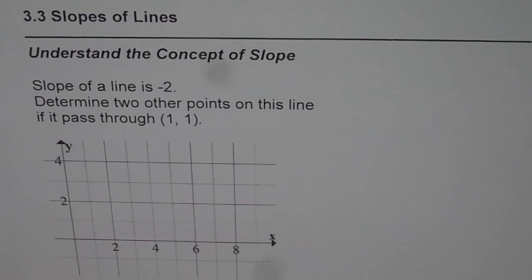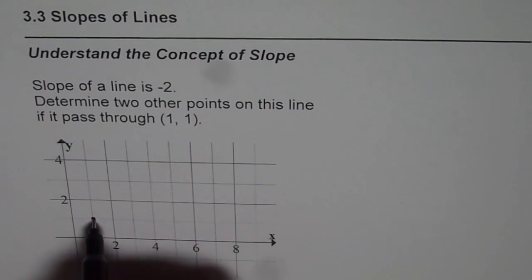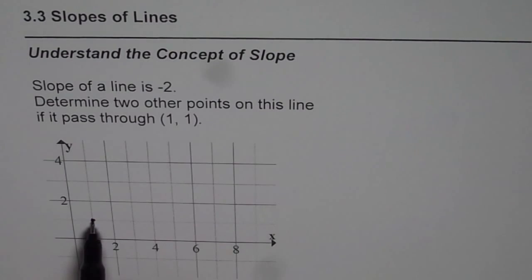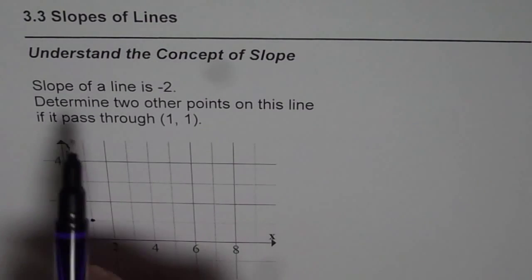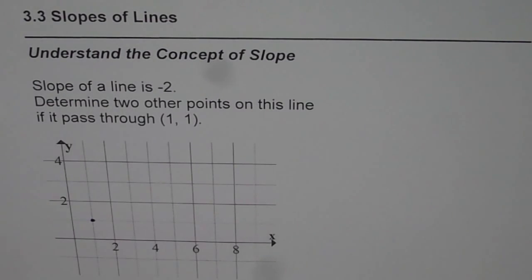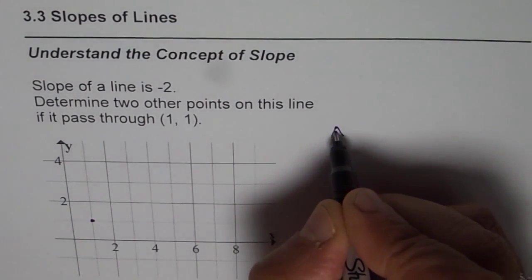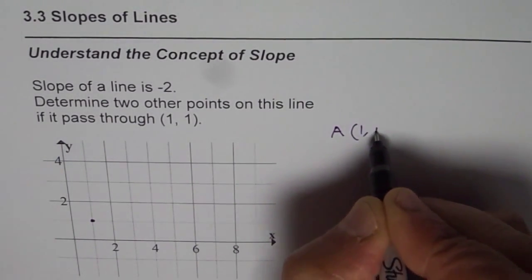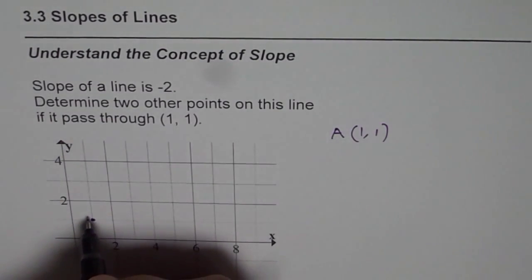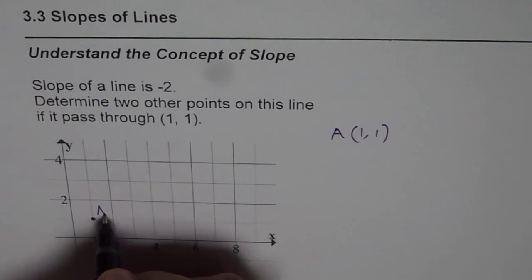So what we're given is a line which passes through the point (1, 1). On this graph, (1, 1) will be this point. So the line passes through this point and it has a slope of -2. Let's say the point is A, and point A is (1, 1). So we can mark this point here as A (1, 1), right?